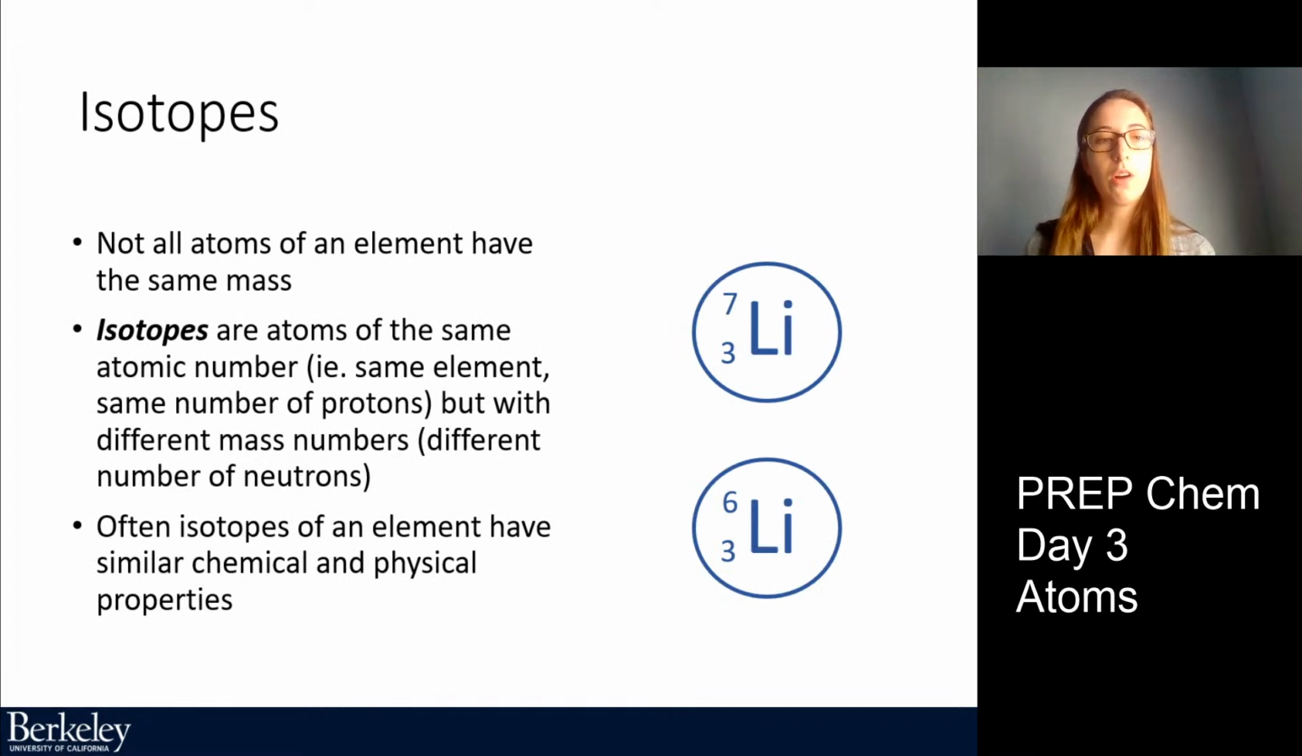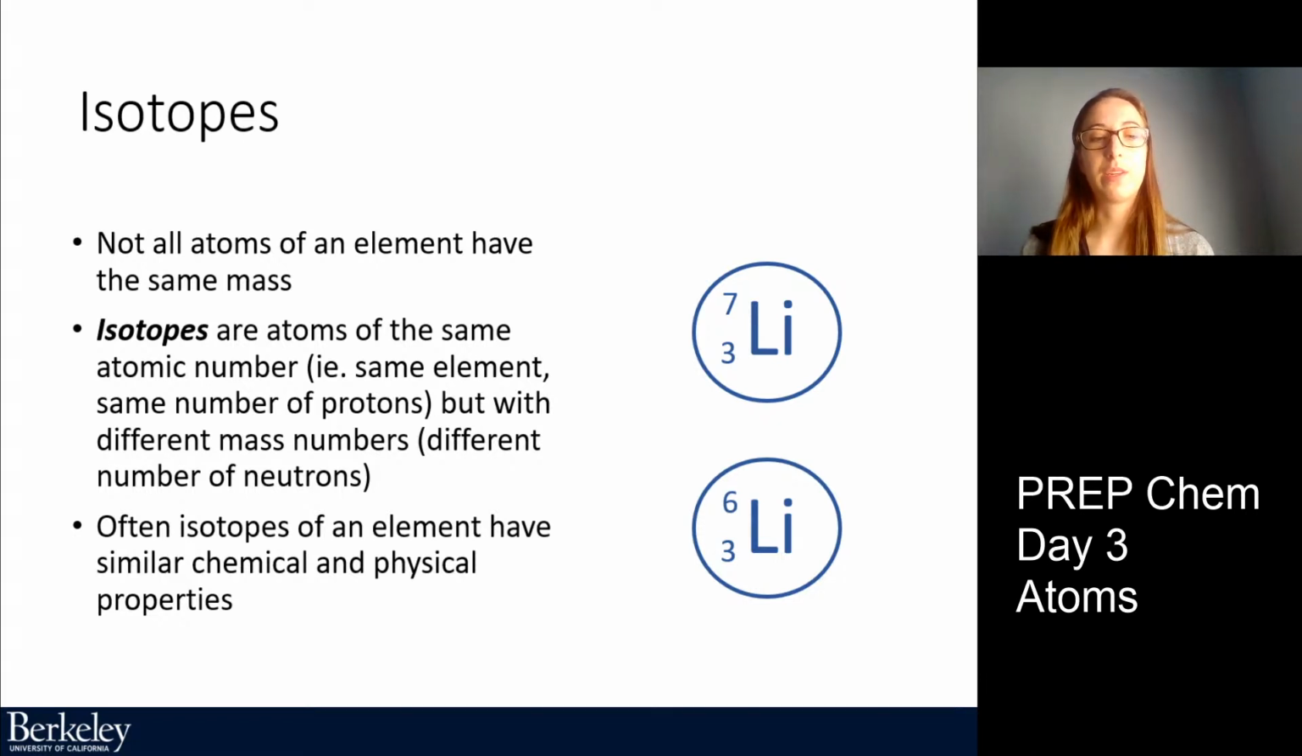Okay. So there are also something called isotopes. Not all atoms of an element have the same mass. Isotopes are atoms of the same atomic number. This means that they have the same number of protons, but different mass numbers. This means that they have a slightly different number of neutrons.